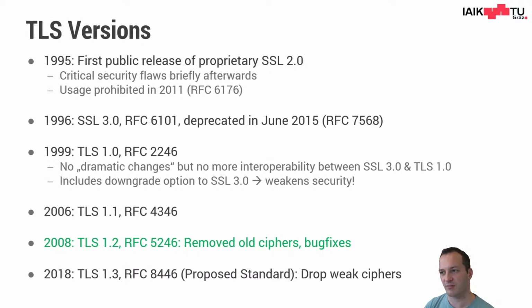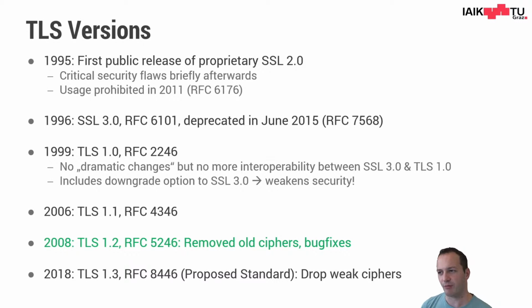And only by stating the insecurity explicitly in an RFC in 2011, only this triggered browser vendors and server developers like Apache and Nginx to actually technically ban SSL 2.0. Falling back to SSL 2.0 was no longer supported or possible. In 1996, SSL 3.0 was standardized. This already happened in an RFC, and it was deprecated in 2015 when an attack became public that was called Poodle.